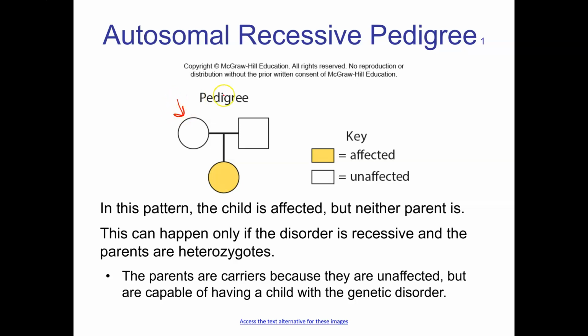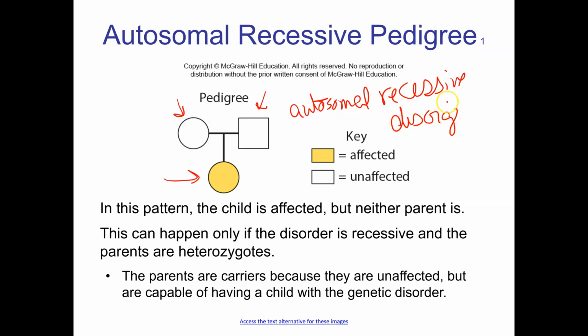Both mom here and dad are unaffected, but their child is affected. This tells you that this has to be an autosomal recessive characteristic. Okay, so if this is a disorder, it's an autosomal recessive disorder. And so only people that have two lowercase letters are going to have whatever that characteristic is.